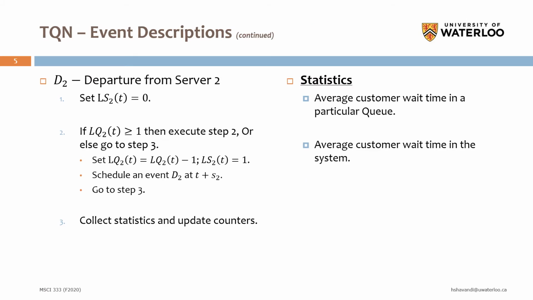For departure 2, D2, it's much simpler than the previous one because there is no server after this departure, and departure from D2 is actually a departure from the system, and we just need to check the queue status. If there are some customers waiting in line, then the server will serve them. Other than that, the server becomes idle. Okay, and for the statistics, average customer wait time in a particular queue, or average customer wait time in the system, can be our performance measures here.